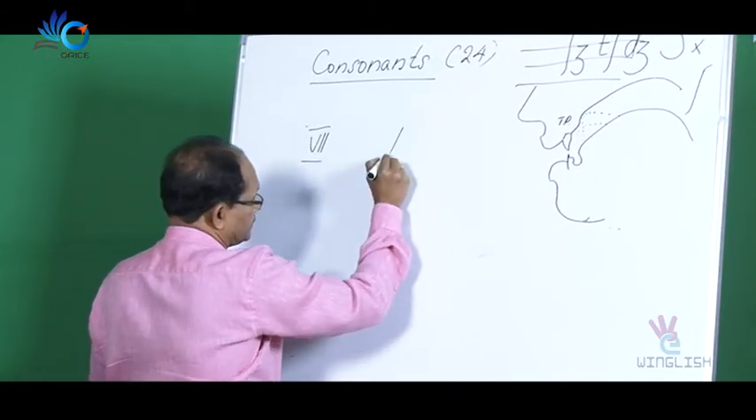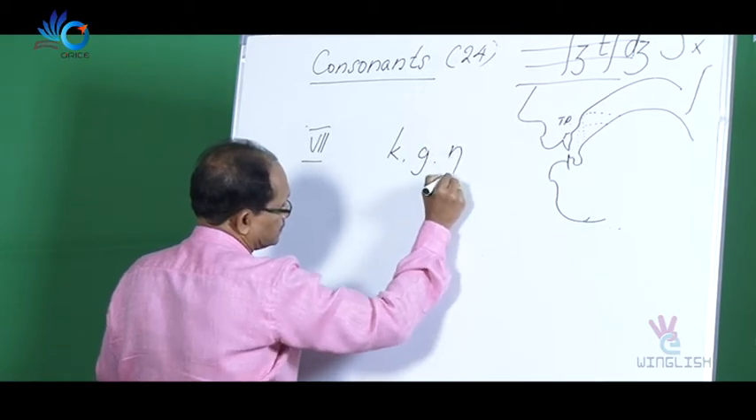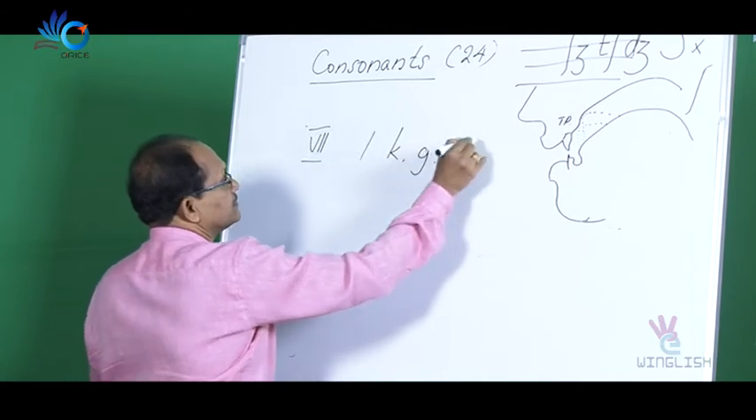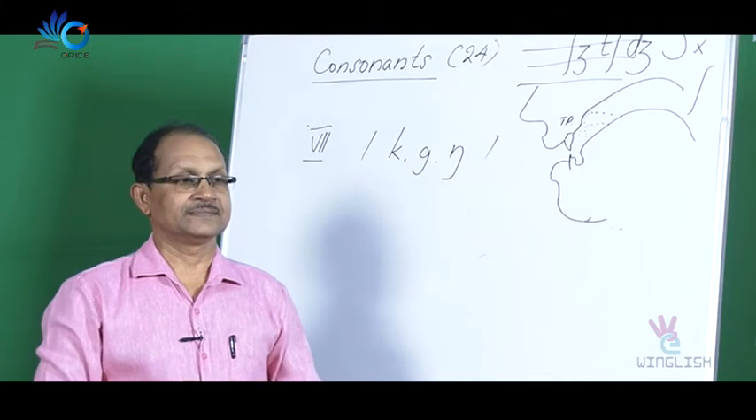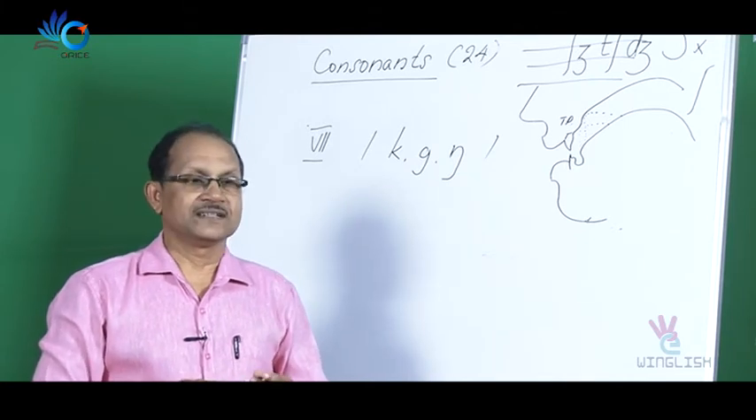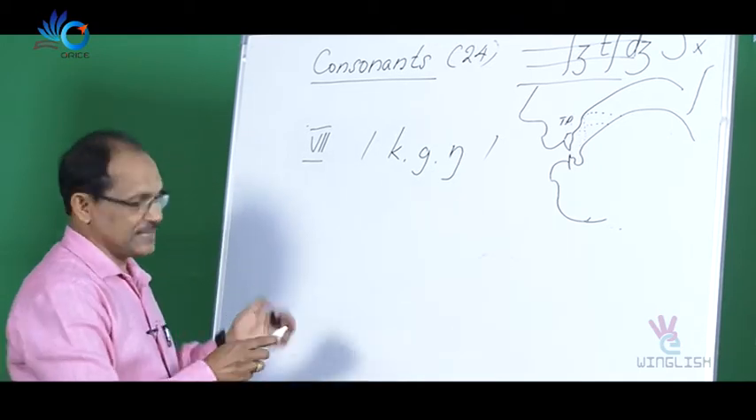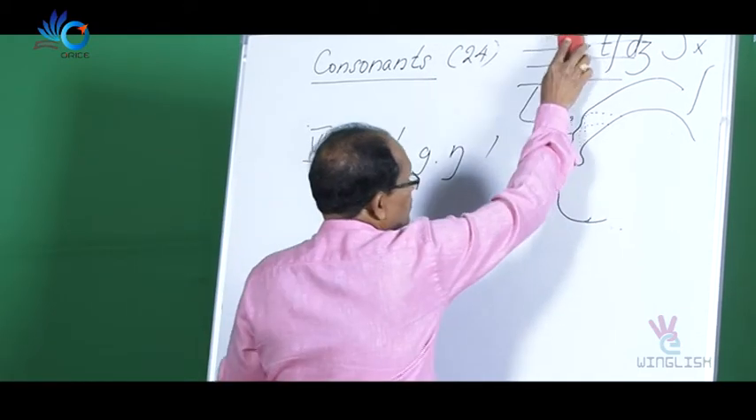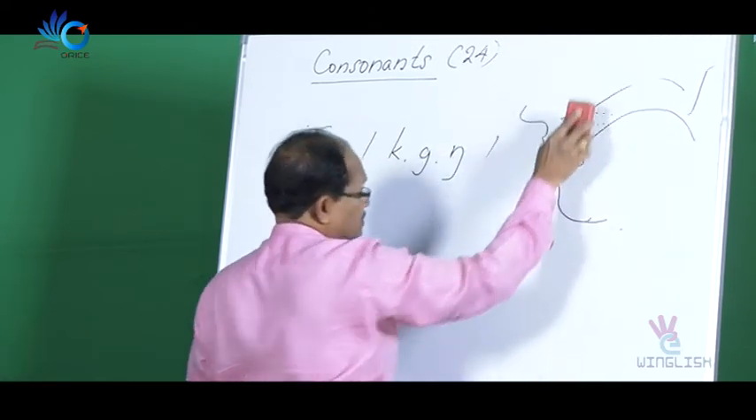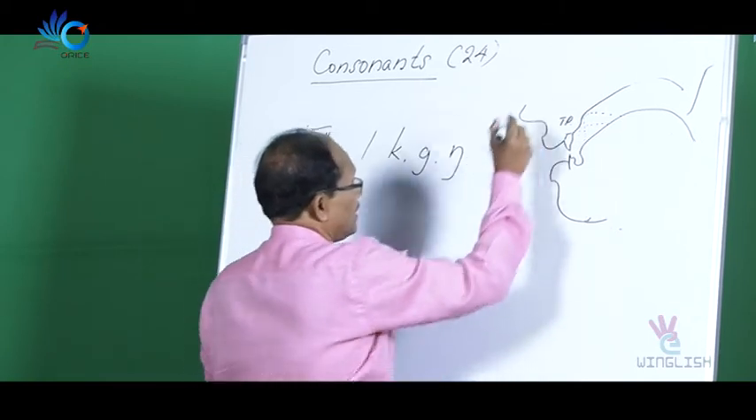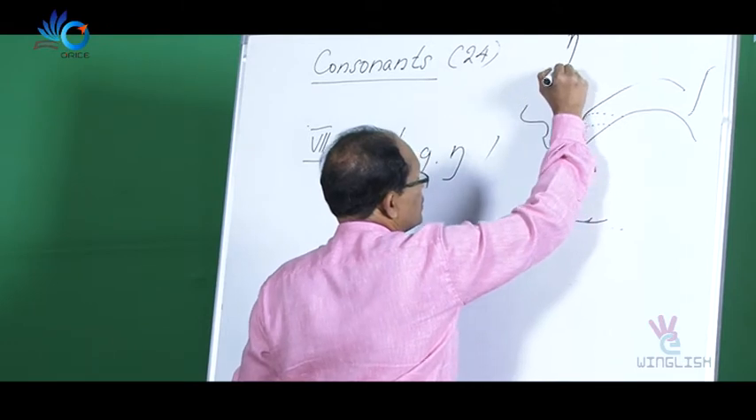Next group: k, g, ng. The final symbol you can write this way. You begin as n, and then elongate one end. This is how.